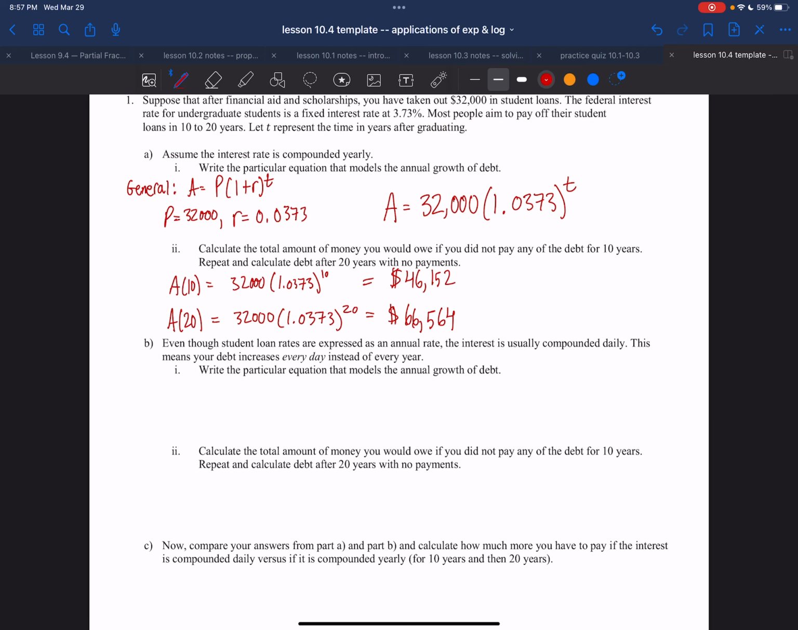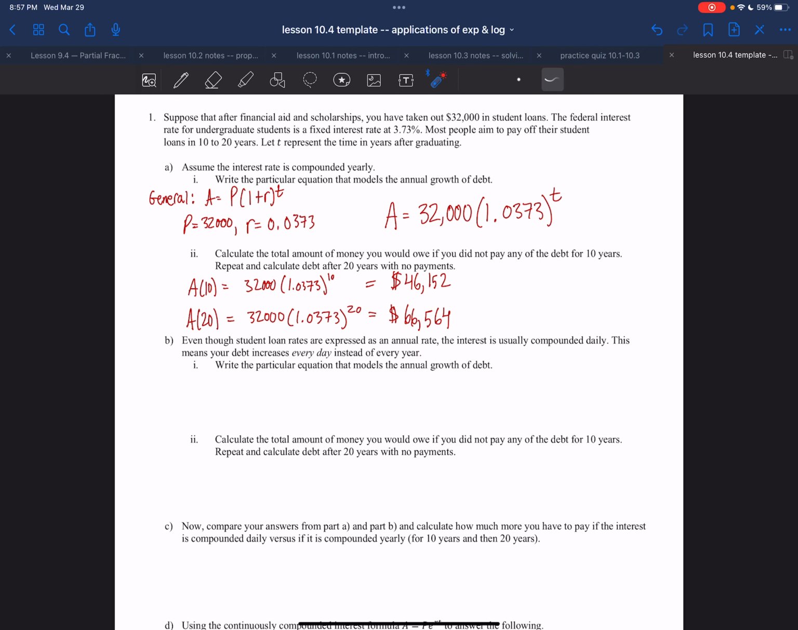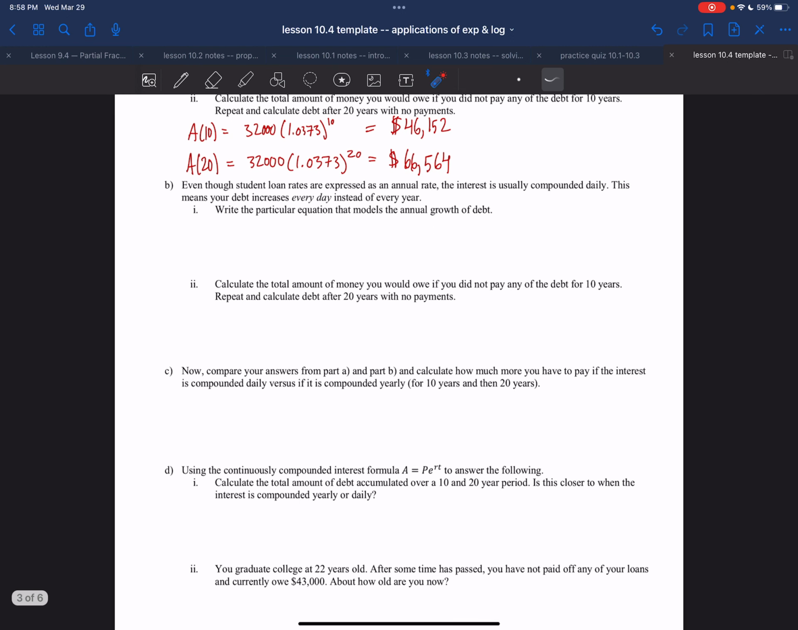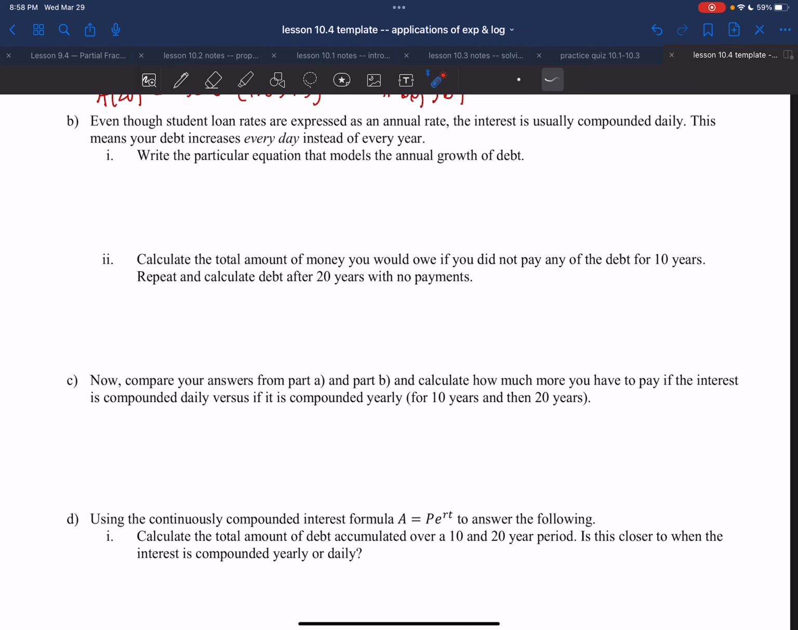$66,564. Now, I want you to notice the difference here, just looking at the numbers. The first 10 years, 32 increased to 46. So that's about a $14,000 difference, roughly $14K over those 10 years. But on the next 10 years, between 10 and 20 years, that's roughly $20K. So this first 10 is $14K in interest, but the next 10, it's $20K extra in interest. So it's growing exponentially. All right, part B.